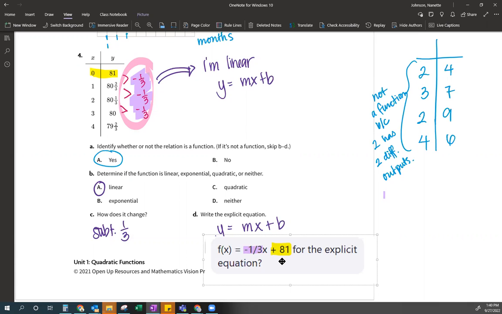Very good. So let me just draw a quick little arrow here so you guys all know where to go. Ooh. Right? That's where we go. All right. X is equal to 0, y is 81. Very good. Very strong work there.